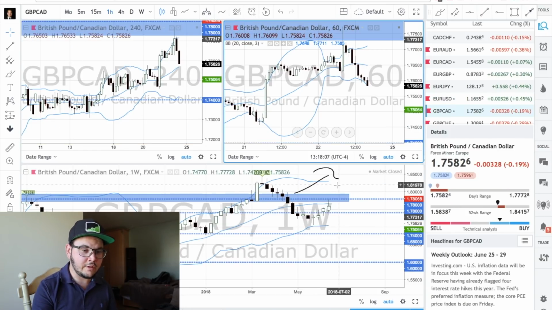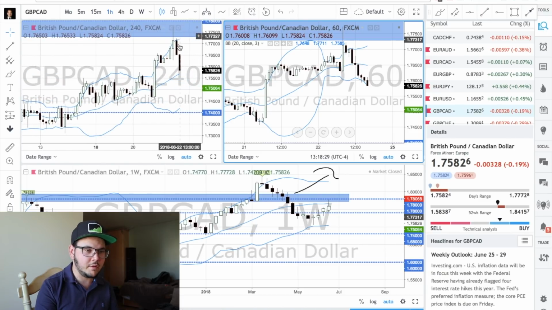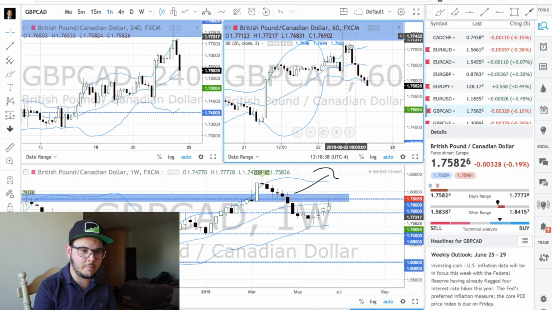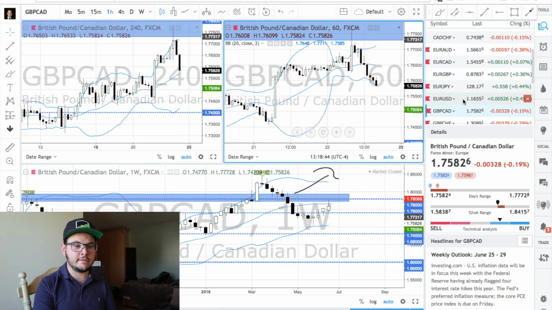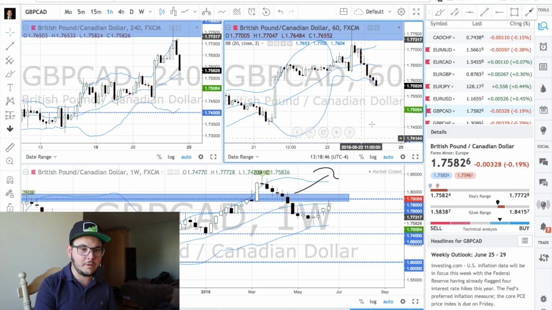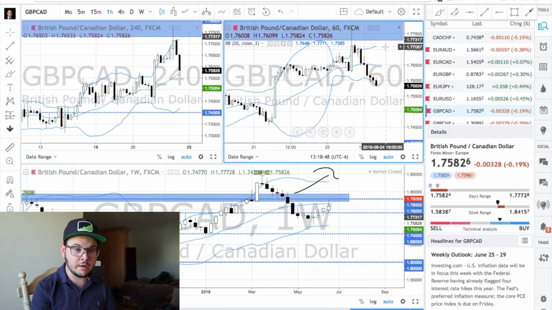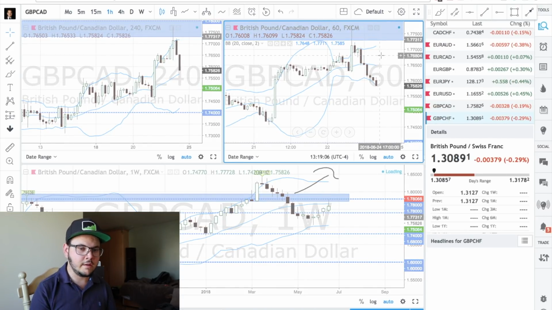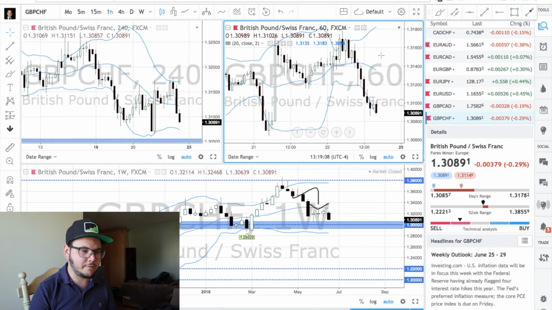GBP/CAD reaching a major level, 1.78. Looks like price went up. No evidence of a reversal trade on this pair, even though we touched the upper band of the Bollinger Band, and that is true for both time frames. Now I will keep this one flagged, of course, because it's at the zone, and I'm probably going to wait for price to pull back to the upper band, and this could be promising for some trade opportunities in the coming weeks.